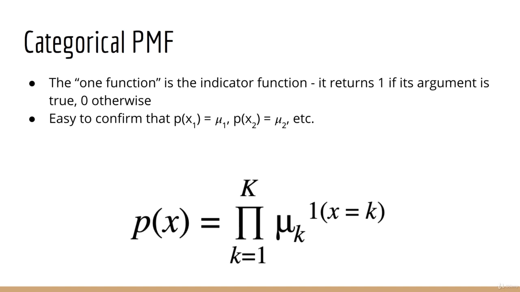So what does this mean about the 1 function in the exponent? This is what is called an indicator function. It returns 1 when its argument is true and 0 otherwise. Knowing this, it's easy to confirm that if we plug in x equals 1, we should get that the probability that x is equal to 1 equals mu 1, the probability that x is equal to 2 is mu 2, and so forth. In other words, we can confirm that this is indeed the PMF for the categorical distribution.